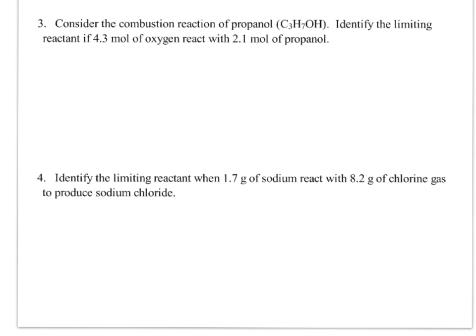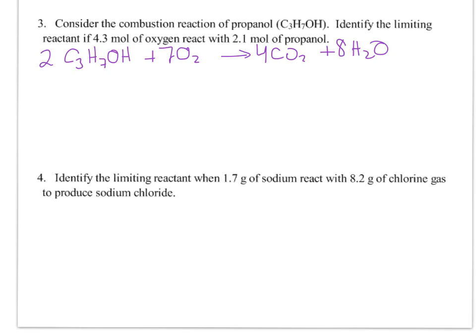So let's do that. So we got C3H7OH. It says combustion. We're burning, so that means we're adding O2. The products of combustion of a hydrocarbon are always CO2 and H2O. And let's balance our reaction. So we'll need 2, 7, 4, and 8, and that's balanced.